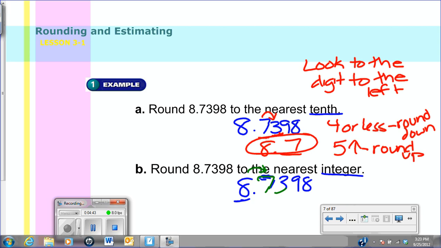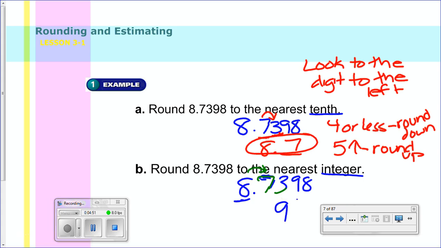So if you were to look at this one, well, the number right after the 8 is a 7. Well, that is 5 or bigger, so it tells me I'd round up. So instead of 8, I now have a 9. That would be my answer.